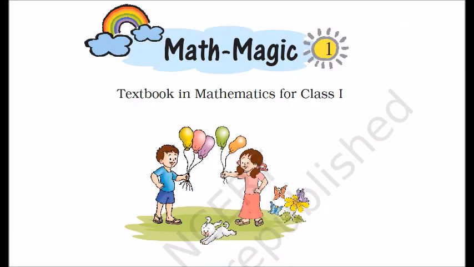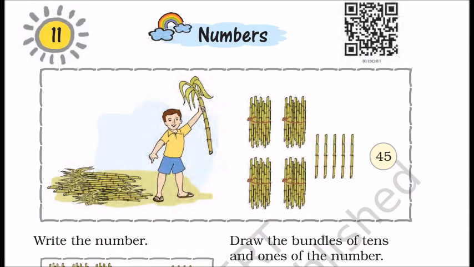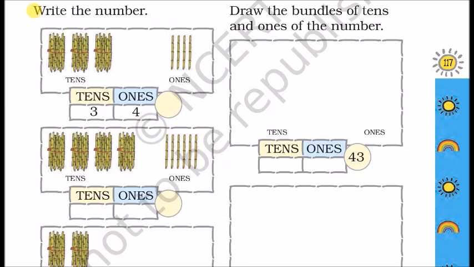Today we will learn maths for class 1. Numbers. Write the number. 3 tens and 4 ones. 3 and 4, 34.